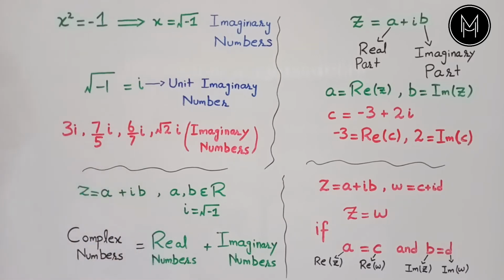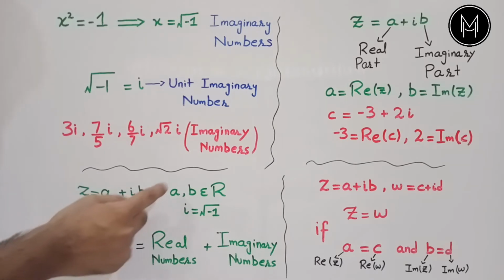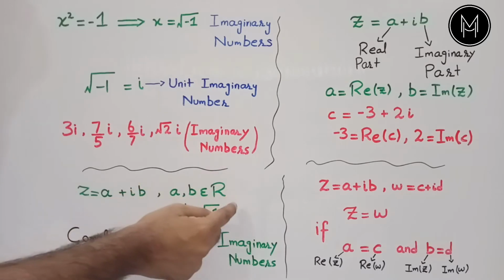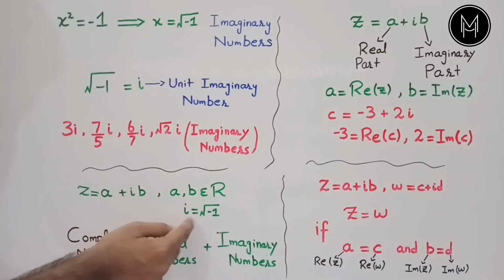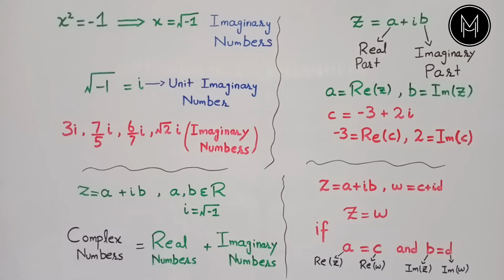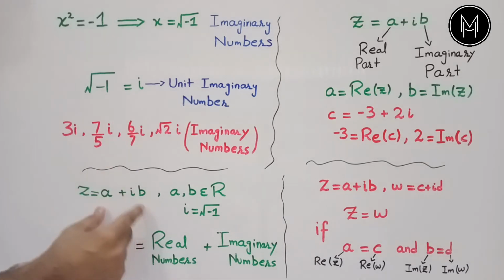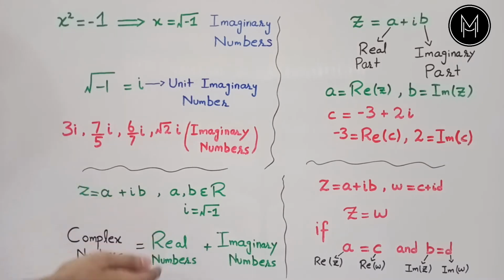We can define complex numbers this way: the numbers that can be written in the form a plus ib, where both a and b are real numbers and i is equal to root -1, are called complex numbers. From this equation, we can also define complex numbers in words: the combination of real numbers and imaginary numbers is called a complex number. Yes, this is true. So this is the definition of complex numbers.